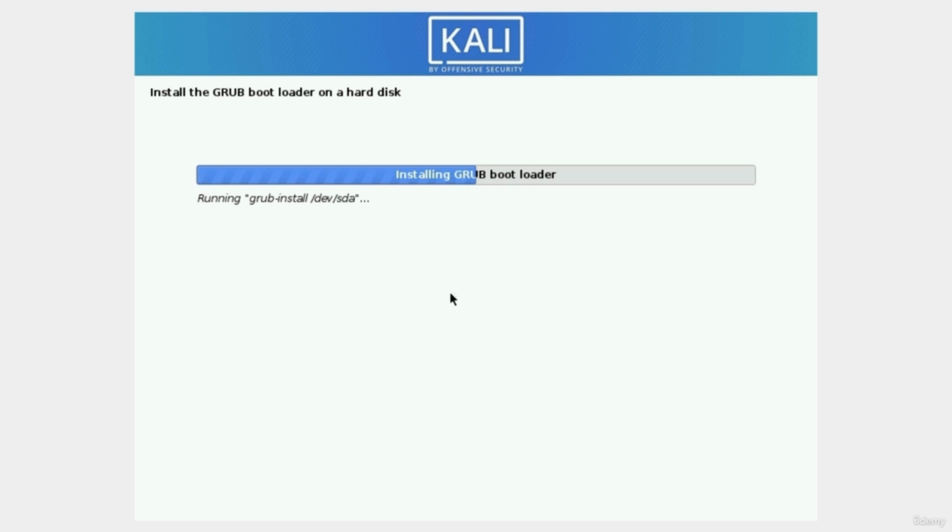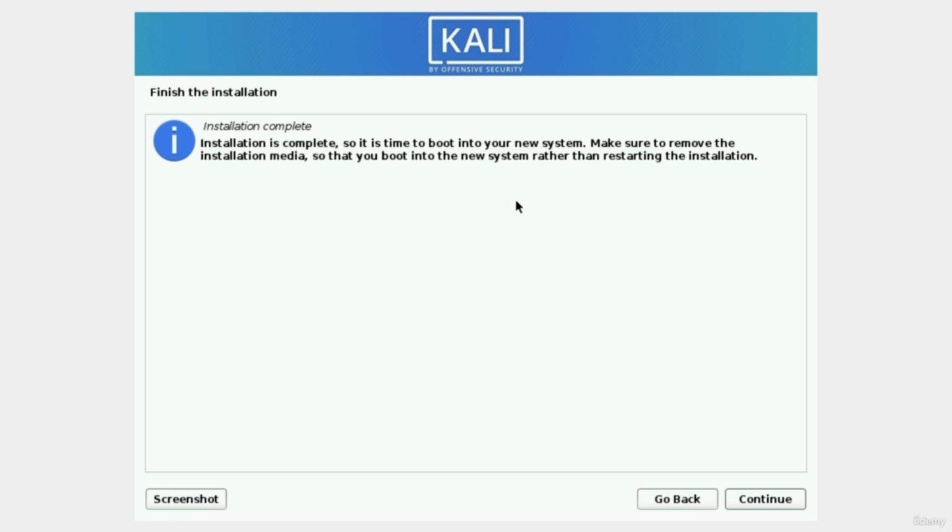This will proceed to finish up our installation, and it might ask us a question or two more, and then we should be ready to use our Kali Linux machine. Okay, and this final step says installation complete, so it is time to boot into your new system. Make sure to remove the installation media so that you boot into the new system rather than restarting the installation. Since we don't have any installation media, and this is probably referring to a USB drive in case you install an operating system over USB, and we didn't, we installed it in a virtual machine, we can simply click on Continue.